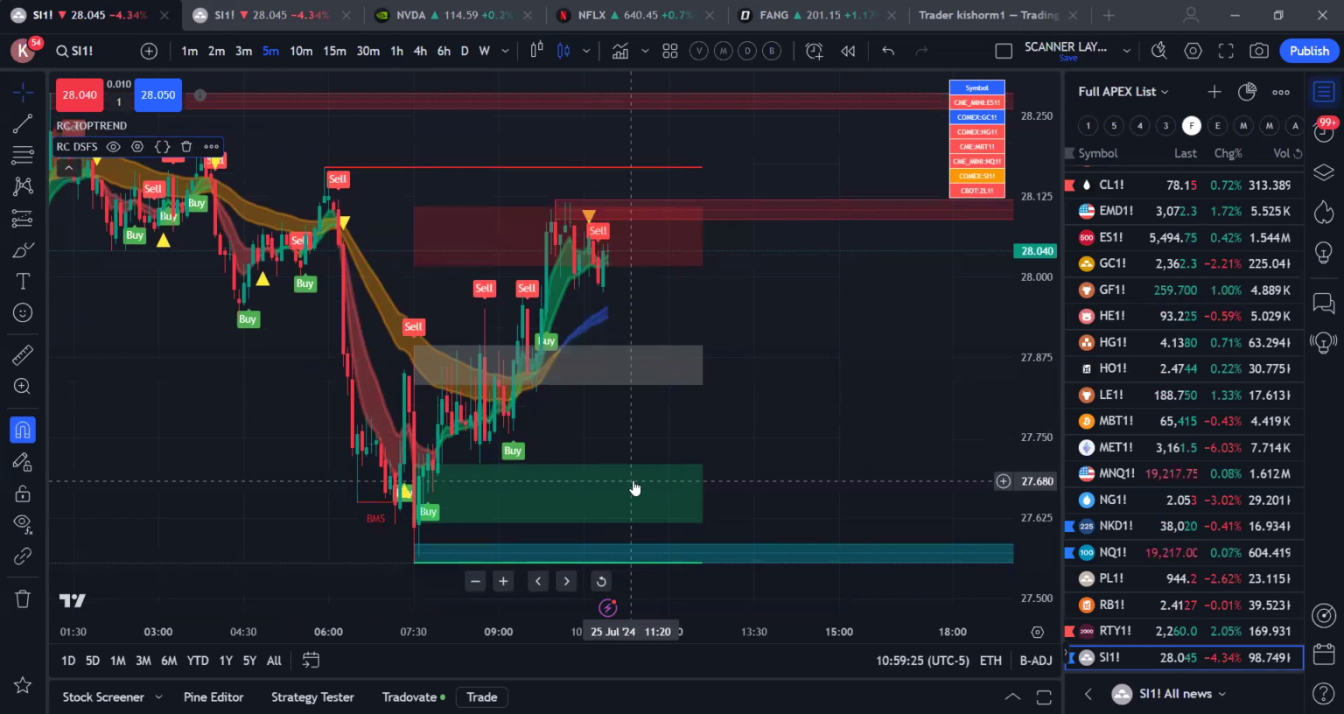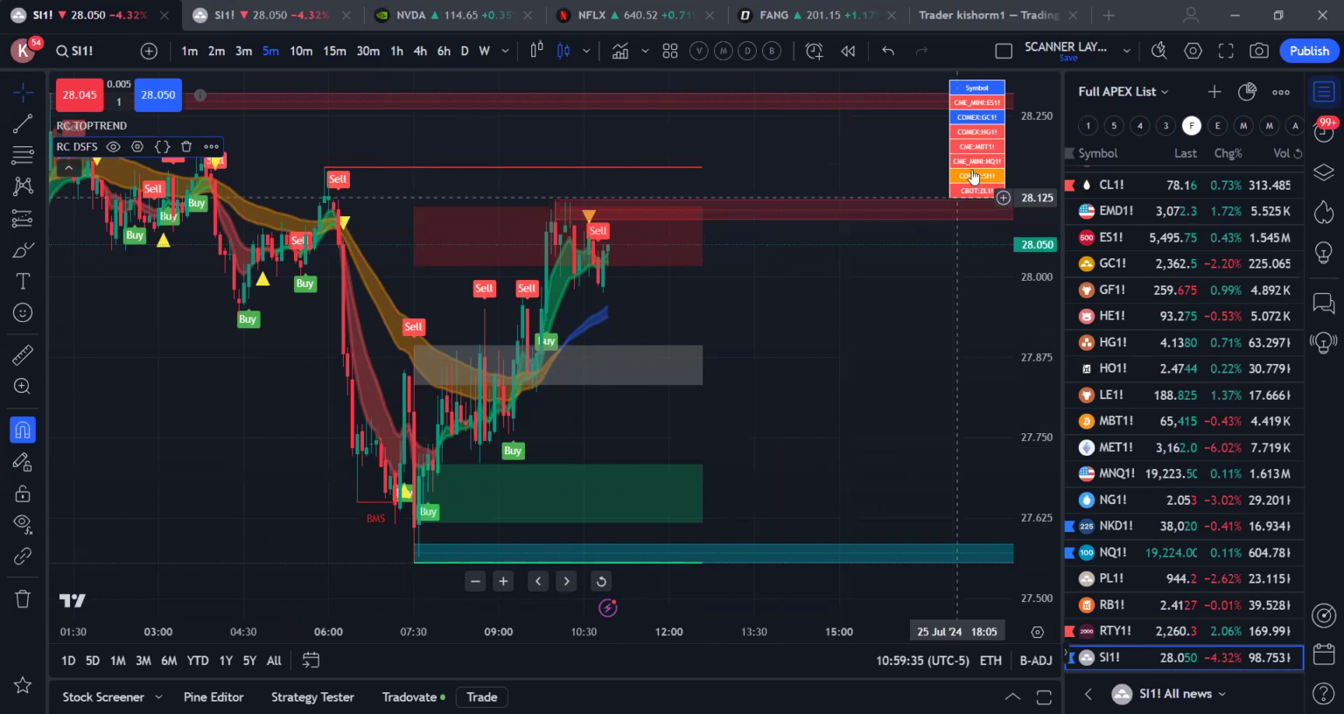As long as we follow the rules. Sometimes with emotions, we make mistakes by taking a short here, by taking a buy here. But if we follow the right approach, step one, watch for the scanner. First thing is the scanner should give you a signal.